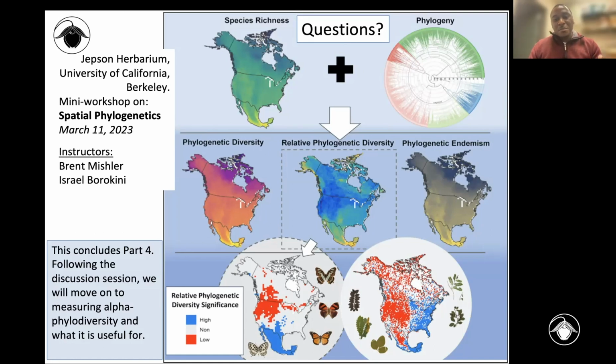Once you have the range maps for each of the taxa you're working with and you have a phylogeny, what is the next thing? This is now where we get to the exciting part in part 5 on how to run those spatial phylogenetic analyses themselves.